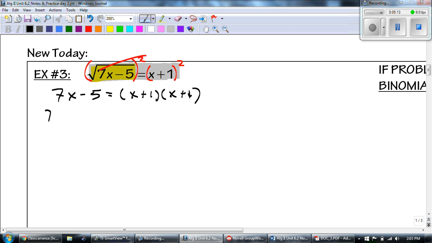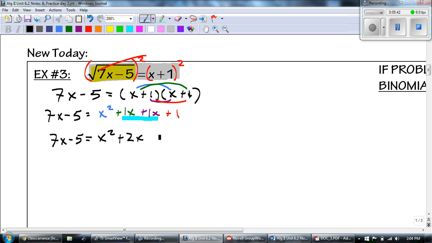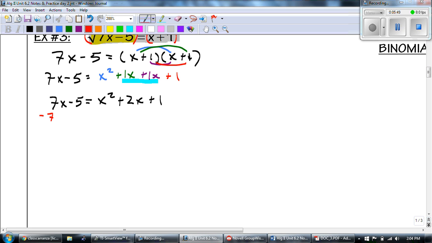Well, what do I do now? The left side is easy. It stays the same. But on the right side, I have to do x times x, which is x squared, x times 1, 1 times x, and 1 times 1. I need to combine my like terms. So we have 7x minus 5 equals x squared plus 2x plus 1. And guess what? I want it to equal 0. So that means I have to subtract 7x from both sides and add 5 to both sides. These cancel, and we get x squared minus 5x plus 6.